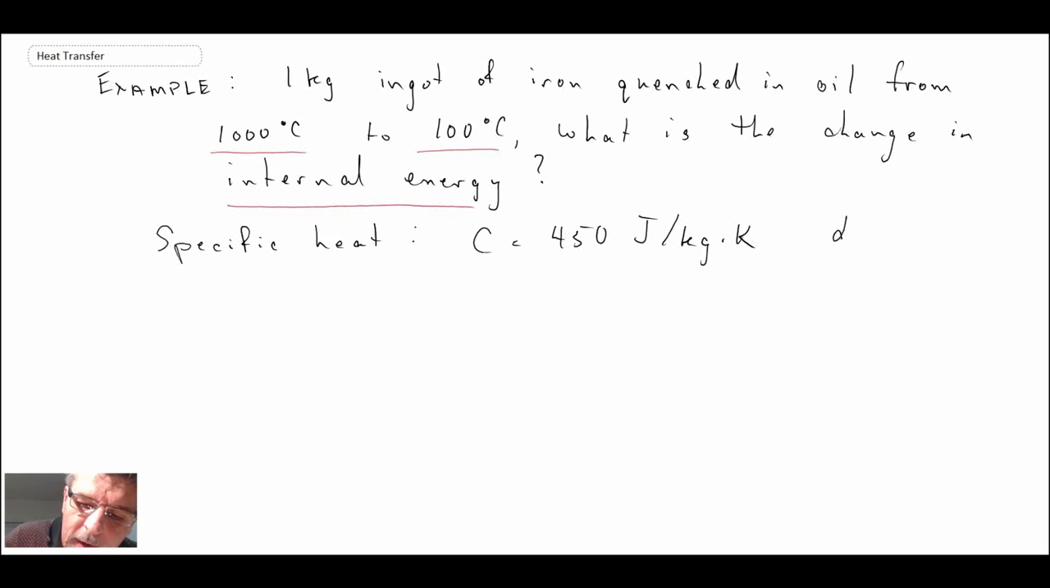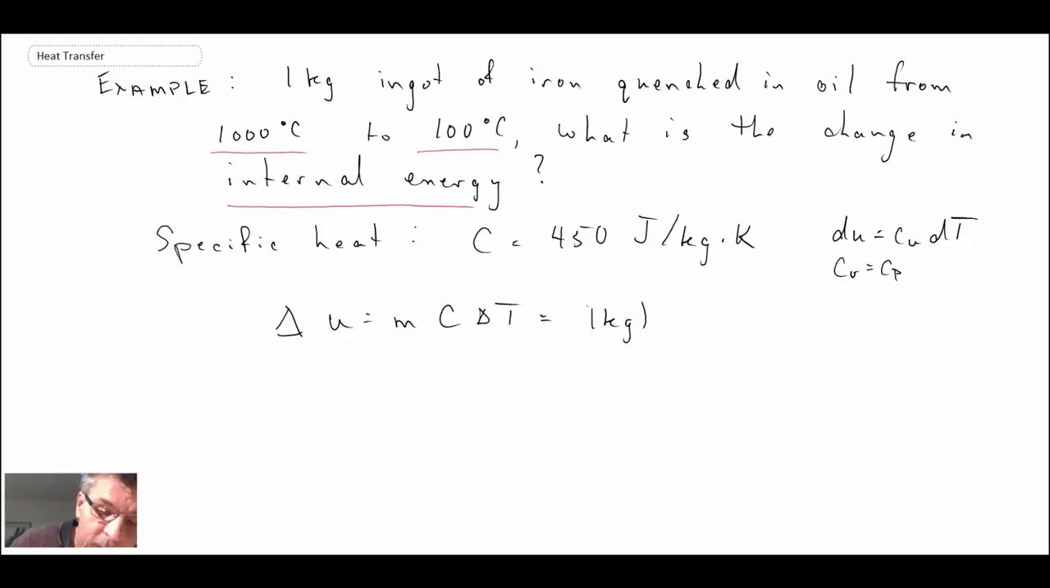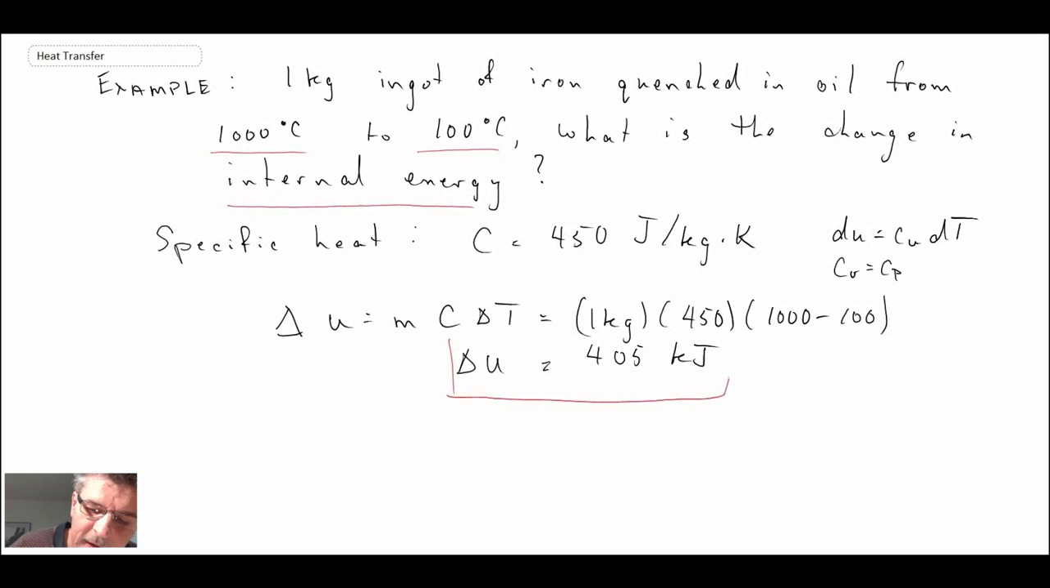And if you recall, du is Cv dT. So that is a way to evaluate the change in internal energy. Now we're dealing with a solid, and consequently Cv equals Cp, so we don't really have to worry about that. We then evaluate the change in internal energy, and we can plug in the values. Okay, so that's pretty typical of something that you'll see in thermodynamics. You evaluate 405 kilojoules. Everything seems great.